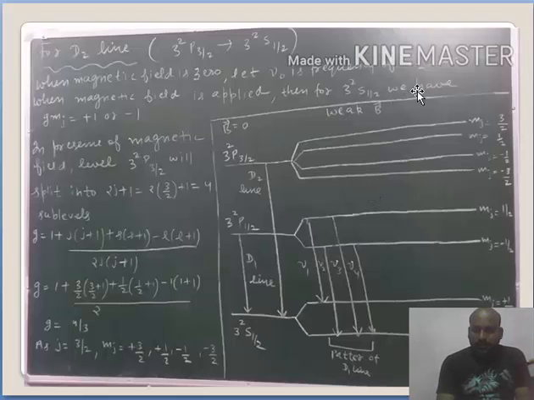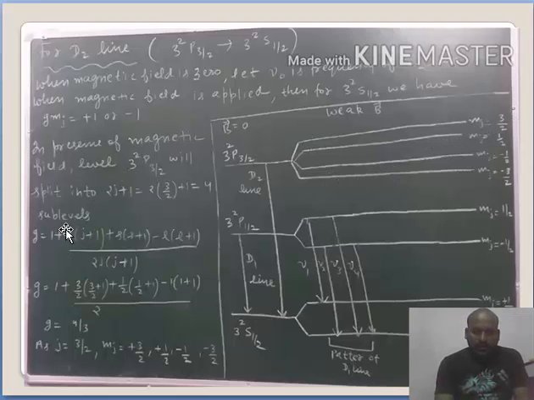For example, here we have mj equal to +1 and -1. In the presence of a magnetic field, look at the level 3p 3/2 (²P3/2). It will split into 2j plus 1 levels. The j value you already know, 3/2, so 2j plus 1 is 3 plus 1, that is 4. So this level splits into 4 energy sublevels of magnetic quantum number.